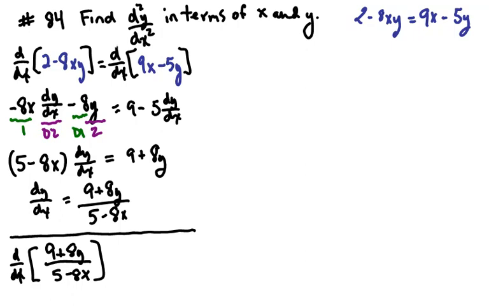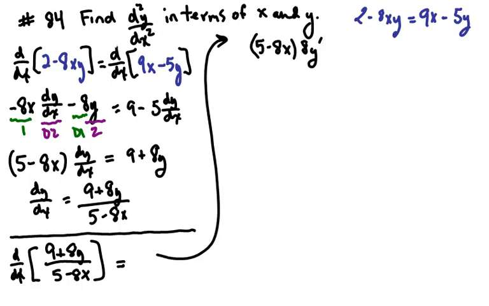Okay, so we're going to need a quotient rule for this. And so we're going to have low d high. And I'll use y prime here. So we have 5 minus 8x quantity, that's the low, the denominator, times the derivative of the numerator, which is just 8y prime, minus high d low, the numerator 9 plus 8y, times the derivative of the denominator, which is negative 8. And that's all over the denominator squared, which is 5 minus 8x quantity squared.